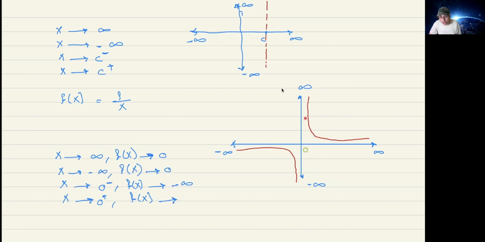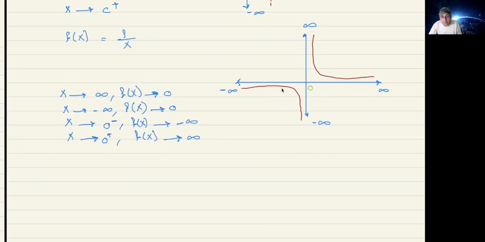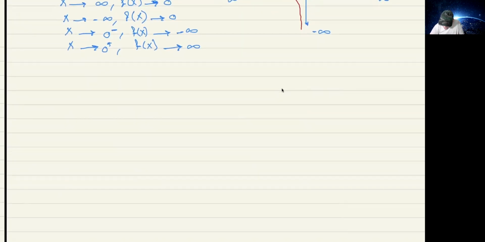It goes to infinity. Okay? I hope this is clear. Okay, so based on that, I am going to call this line, which is x0, a vertical asymptote. So now I have to explain what the vertical asymptote is.